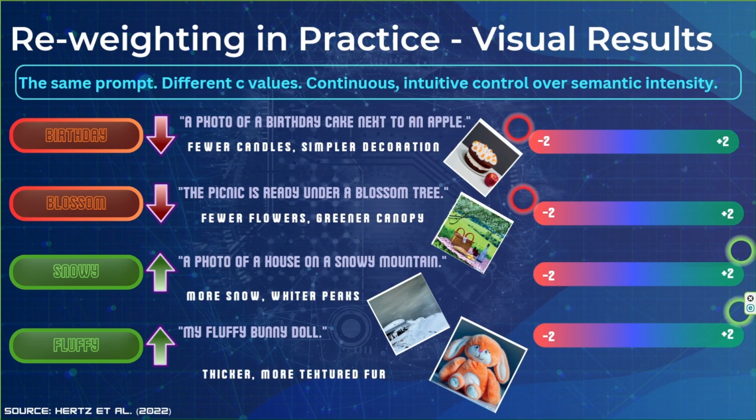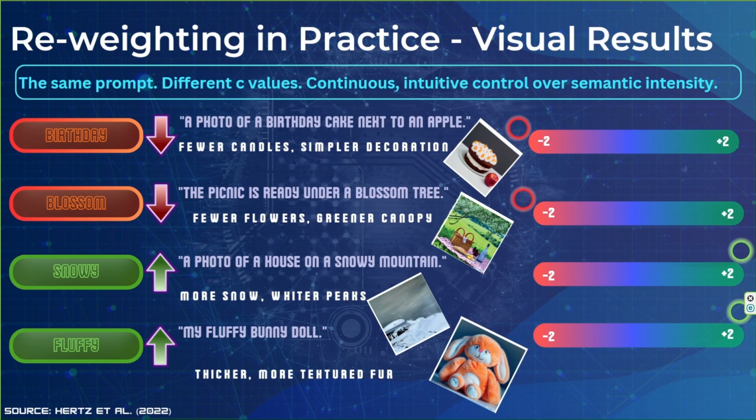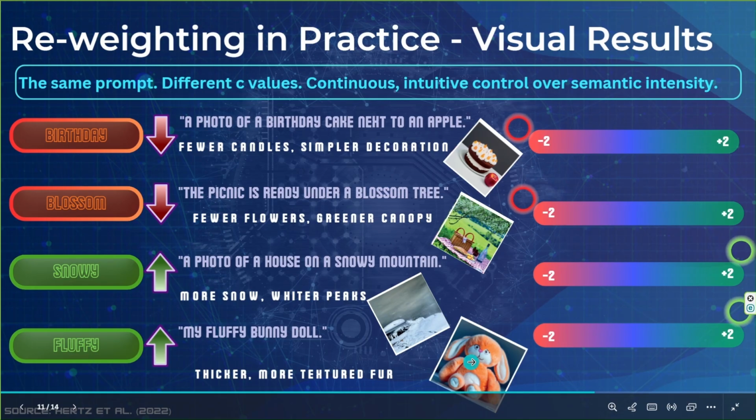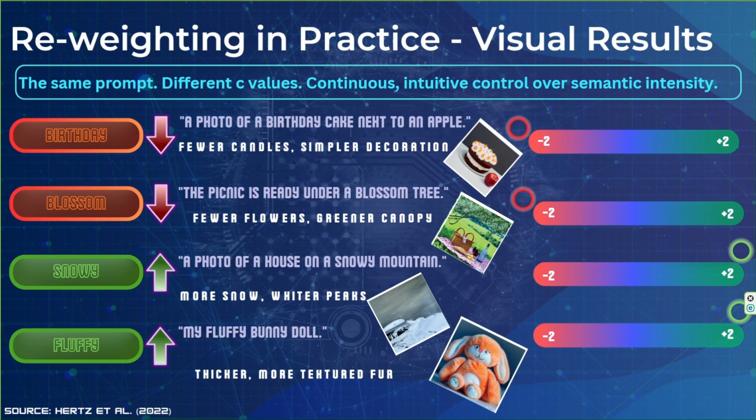Here are real examples from the paper. Every row uses the exact same prompt, but only c changes. Turn down birthday, the cake loses its candles. Turn down blossom, the flowers disappear. Turn up snowy, more snow on the mountain. Turn up floppy, thicker fur on the bunny. Same prompt every time, no mask, no retraining, just one number giving you control over how strong a concept looks.